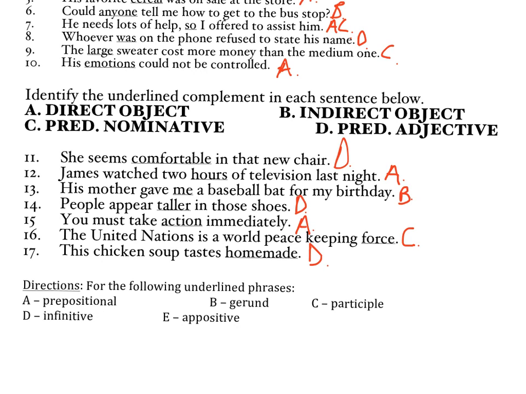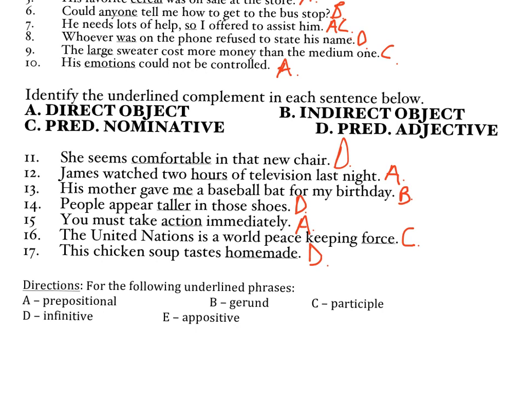People appear taller in those shoes. Just like number 11, this is a predicate adjective. Appear is a linking verb, and we're describing people as taller. You must take action immediately. Must take is your verb phrase. Must take what? Must take action. Direct object receives the action of the verb.